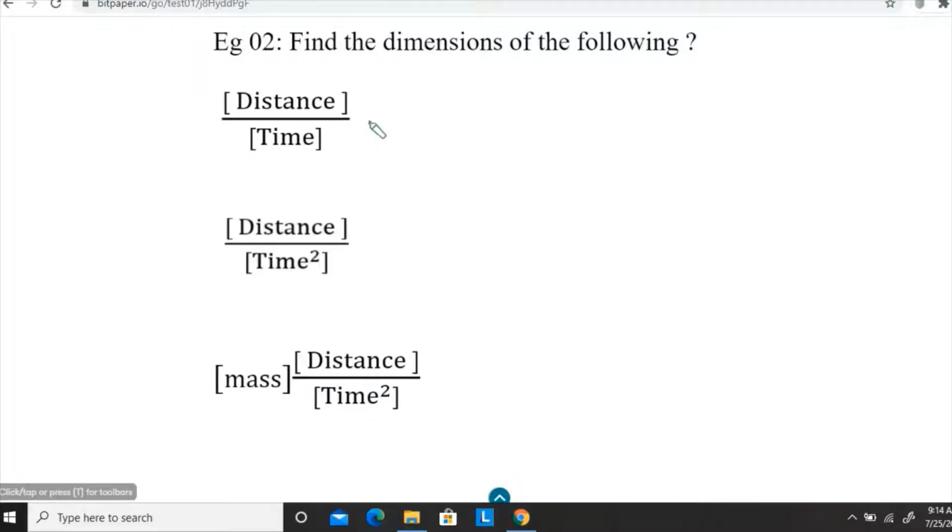Now let's look at example number 2. Find the dimensions of the following. So in the first one, we have dimensions of distance over dimensions of time. Distance is a length. So I'll put the dimensions of length L divided by dimensions of time T. L over T, this dimension is the same dimensions of the measurable quantity we call speed or velocity, which are very important quantities in physics.